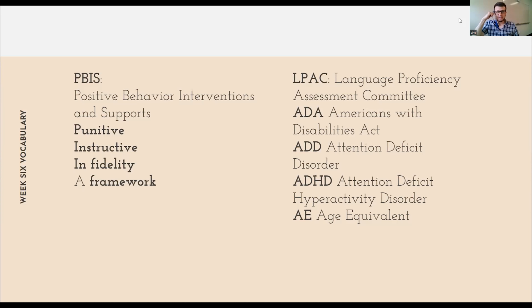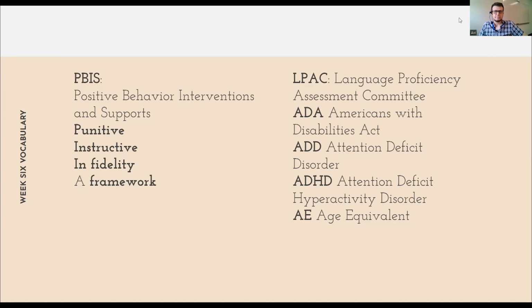Okay, how about the LPAC? So, you know, folks, it's not just the eligibility for special ed services that we evaluate, but also people's language, language in use, or use of language. So language proficiency assessment committee is something that would assemble to determine whether or not someone qualifies as an ELL, English language learner.